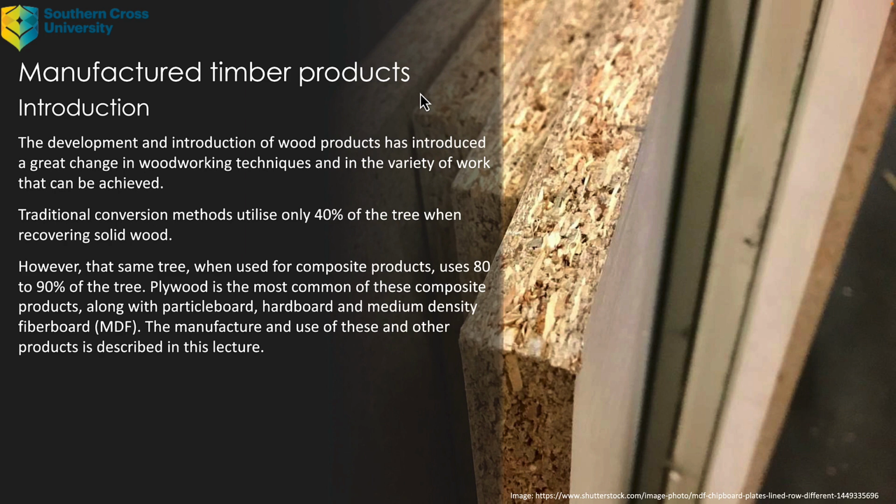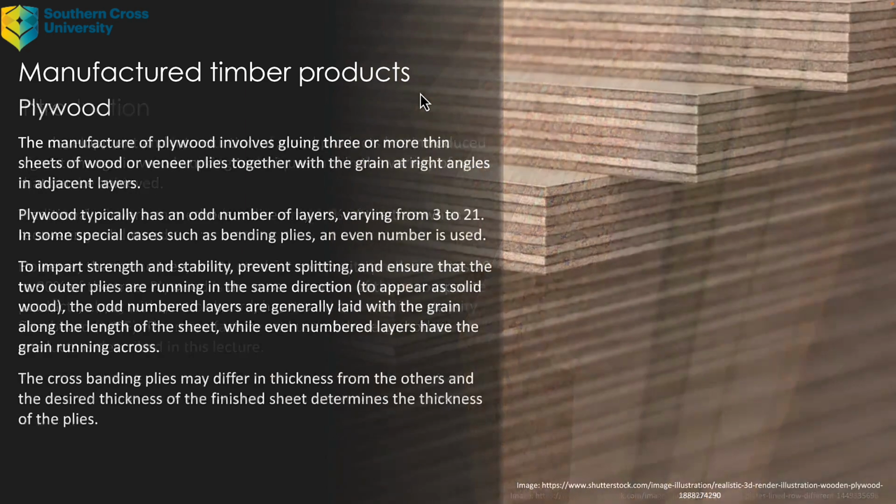Plywood is the most common of these composite products, along with particle board, hardboard, and medium density fiberboard. The manufacture and use of these and other products is what we're going to cover in this lecture. So we'll start with plywood. And plywood is probably the original of the manufactured timber products.